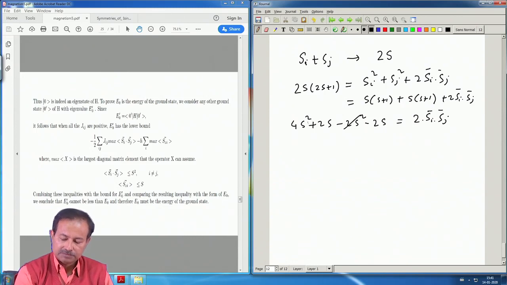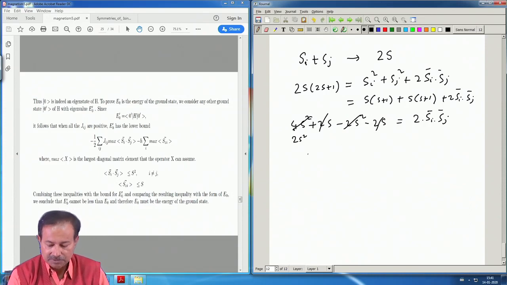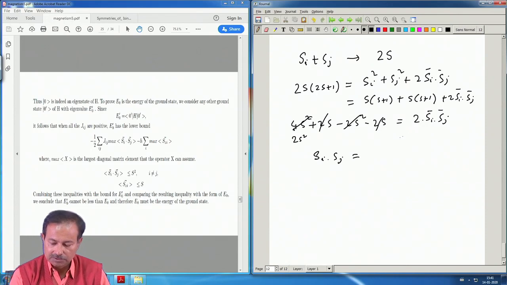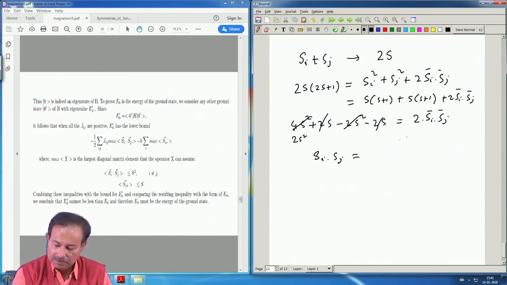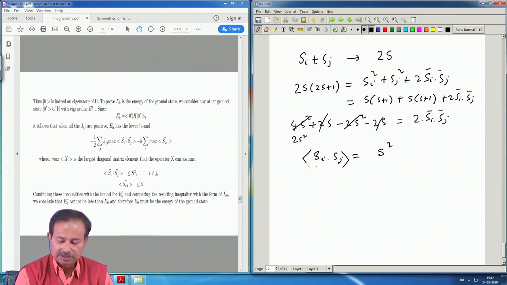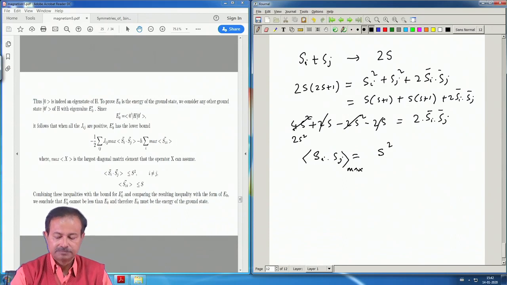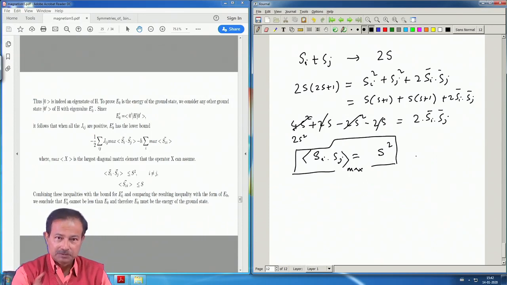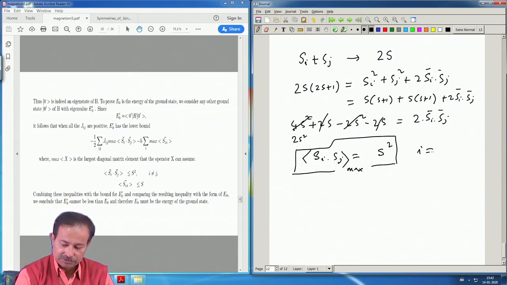So, that means these give me 2S square and these two cancel. So, Si dot Sj is equal to S square. So, that is the maximum that you can have for Si dot Sj. Fine. So, the maximum of Si dot Sj is S square. The only thing you should remember is that i is not equal to j here.